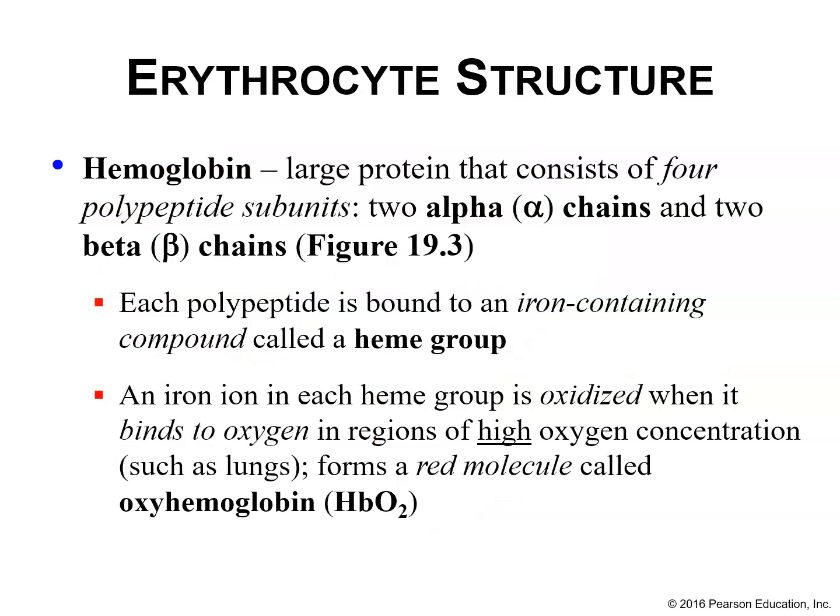So hemoglobin, let's talk a little bit about the hemoglobin molecule. It basically has 4 polypeptide subunits, 2 alpha chains and 2 beta chains. And each of these polypeptide chains will also have an iron-containing compound called a heme group. It's a heme group that's instrumental in carrying the oxygen. When that iron ion in each heme group is oxidized, it binds to the oxygen, especially in regions of high oxygen concentration like the lungs, and then it forms a red molecule referred to as oxyhemoglobin.